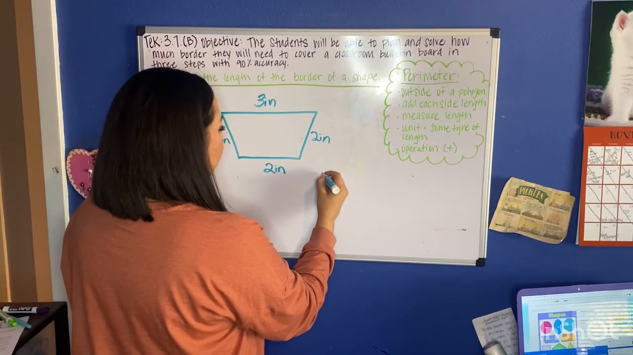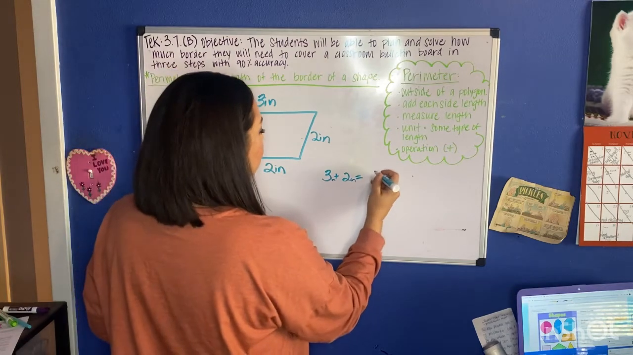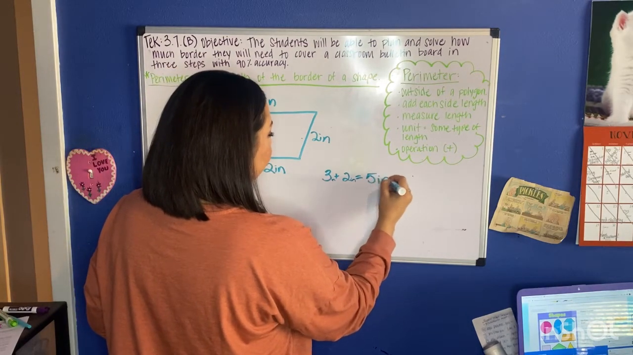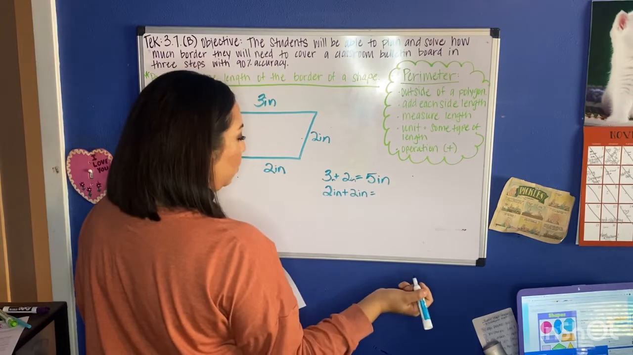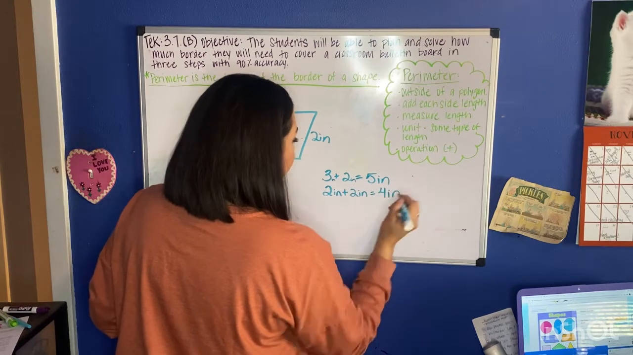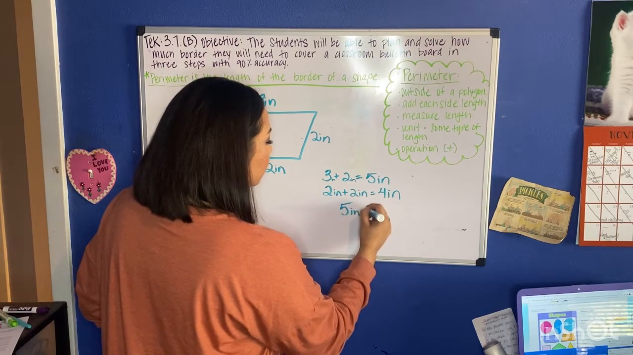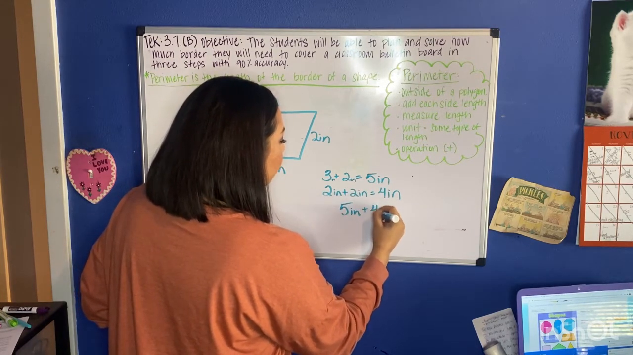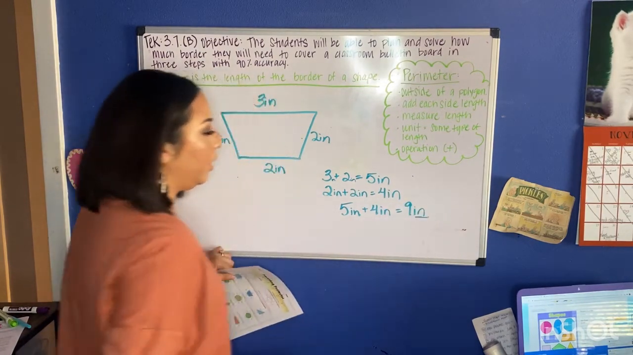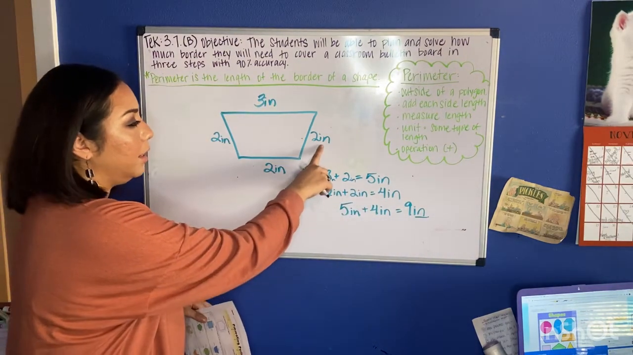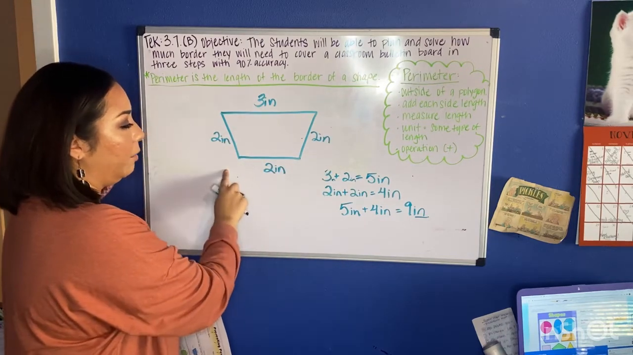So let's add them up because we're going to find the perimeter. 3 inches plus 2 inches equals 5 inches. We have 2 inches plus 2 inches, and that equals 4 inches. Now are we done? No, we still have to add the 5 and the 4 inches. So 5 inches plus 4 inches is what? Right, it's 9 inches. Now we have to make sure that we put the inches because why? This says it's in inches. So the perimeter is 9 inches all the way around.